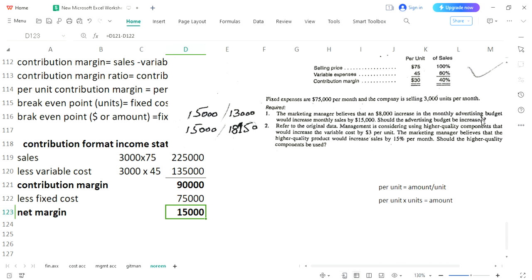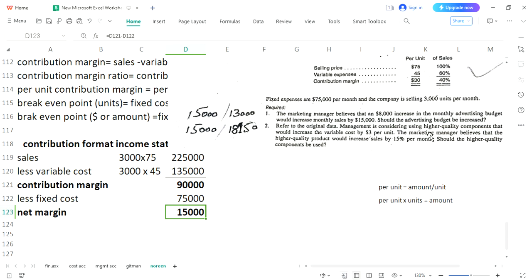So as a BBA student, this is the first scene that has come to take a decision. Your challenge is that you are going to increase your monthly advertising or marketing budget. $8,000 is needed to increase it, but you believe that by advertising you can increase your sales up to $15,000. Apparently, it looks very good. By spending $8,000, if you are getting $15,000, that would be a good step. Let's say we accept it. By advertising this much amount, you can get 15,000. The question is, should the advertising budget be increased?